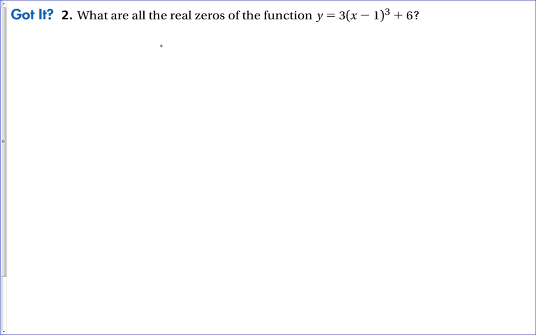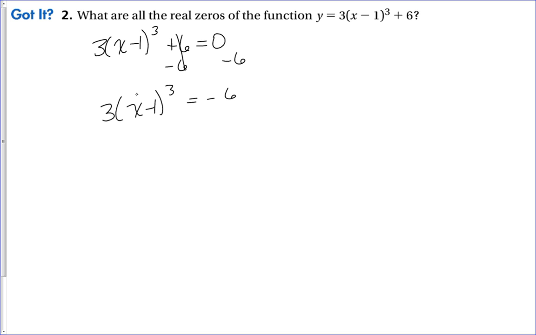All right, so step 1 is always set it equal to 0. So we have 3 times x minus 1 cubed plus 6 equals 0. Now we've got to get x by itself. So the first thing we need to do is subtract 6 to get it over here. So 3 times x minus 1 cubed equals negative 6. Again, we're still trying to get x minus 1 by itself, so our next step is to get rid of the 3. We divide both sides by 3. So x minus 1 cubed equals negative 2, because negative 6 divided by 3 is negative 2.